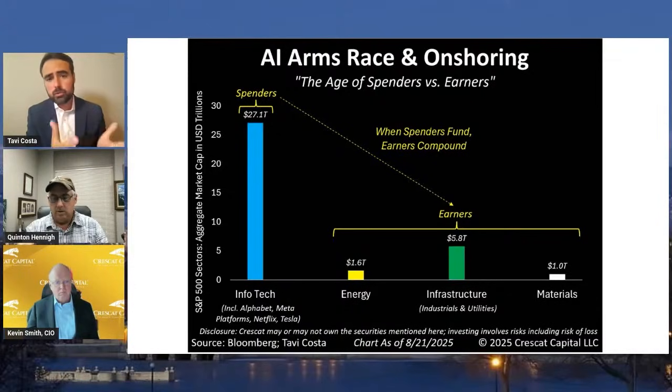Even Biden was supporting this too, and I think it will be supported by any president in the near future. It is this attempt to bring back manufacturing in the U.S. and build factories and so forth. So when you put those two things together, I think it's going to create a world of spenders versus earners. The spenders are going to finance the infrastructure, and the earners are going to compound. They're going to be the ones receiving those funds and potentially creating value in the economy.